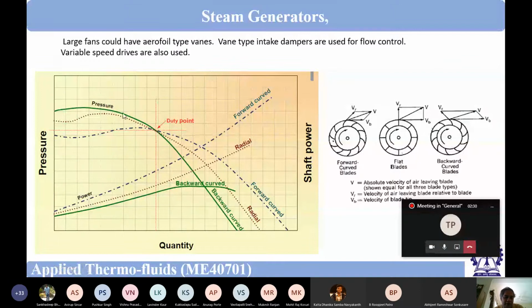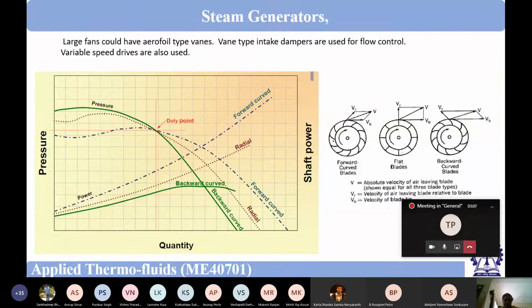This is drawn at a particular RPM of the fan, and the fan can be of three types depending on the vane geometry: forward cut blade or vane, flat, and backward cut. For these three types of fans, we are seeing how the pressure will vary. Pressure means pressure developed by the fan. Between inlet and outlet there will be a difference of pressure. At the outlet, pressure will be more; at the inlet, pressure will be less.